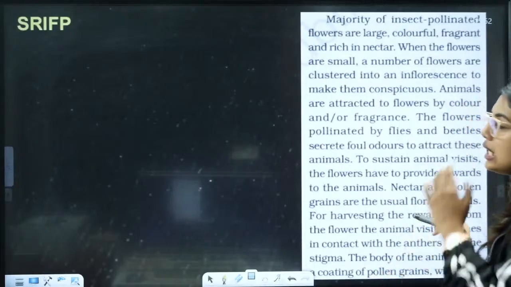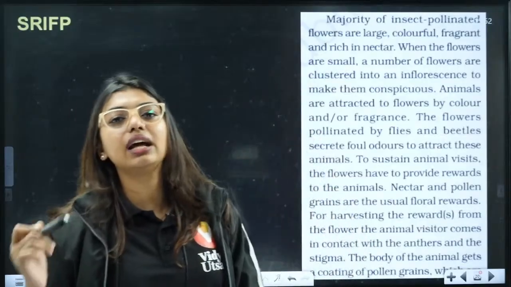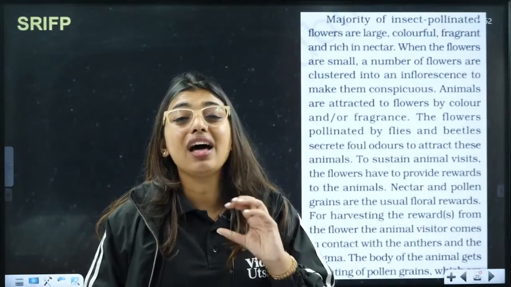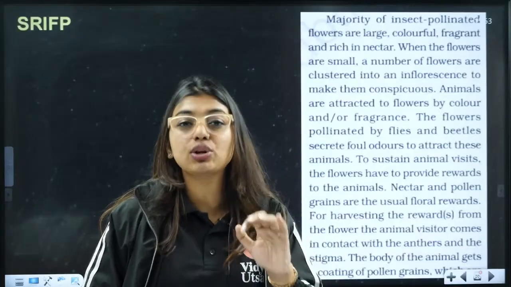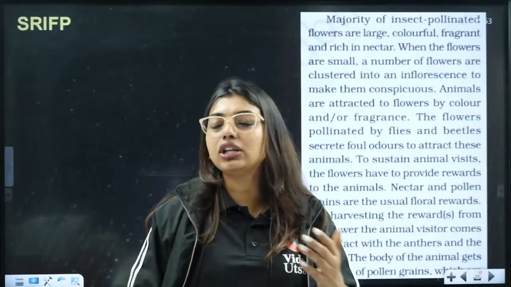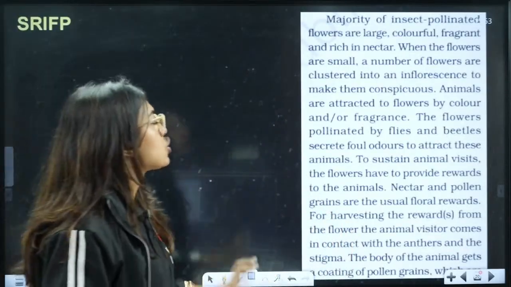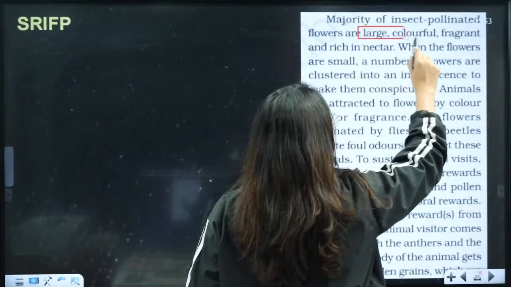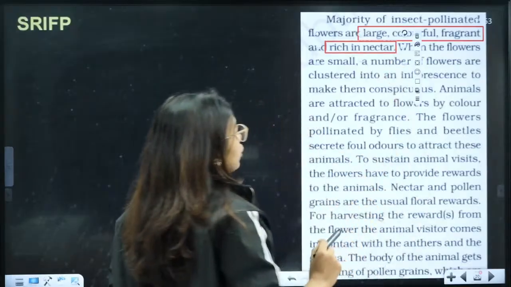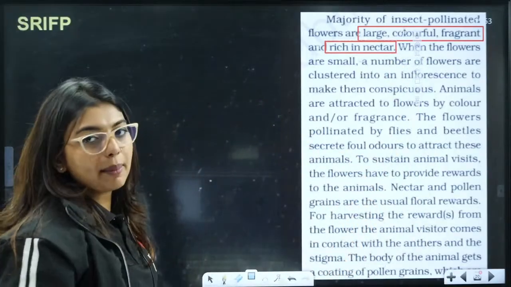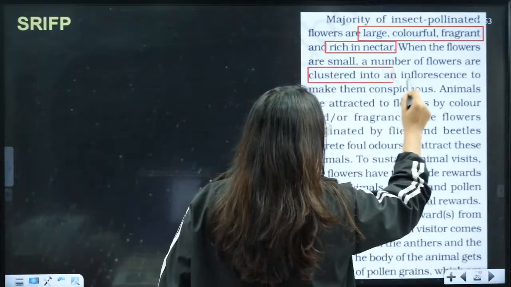Now look here, what is the speciality of insect pollinated flowers? First of all, if you want to attract insects, the flowers should be large and colorful. They should have nice fragrance, they should have honey, nectar should be there. If all these are not there, the honeybee is not going to come back, any of the insects are not going to get attracted. So majority of the flowers will be large, colorful, fragrant, rich in nectar. See whatever I told you. When the flowers are small, what happens? They form an inflorescence, a cluster, if the flower is small.